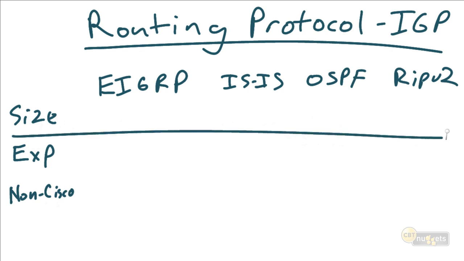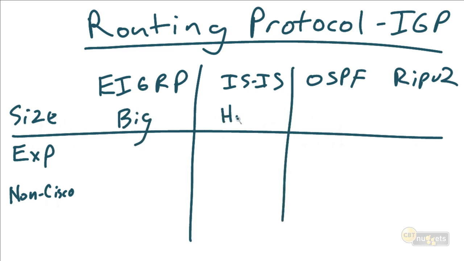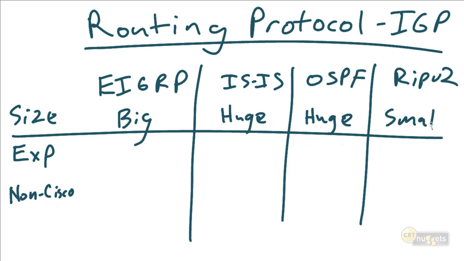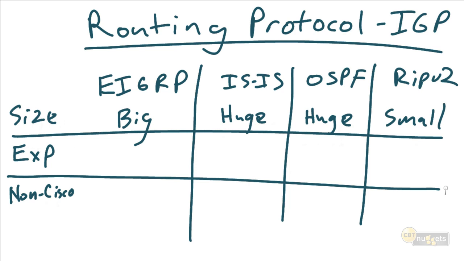So, for instance, on size, for EIGRP, it can be a big network. For ISIS, it can be a huge network. For OSPF, it can be a huge network. And for RIP version 2, it's going to be limited to a small network. How's the company on experience with these routing protocols? They may be an A plus on EIGRP, an F on ISIS, a D on OSPF, and an A plus on RIP version 2.